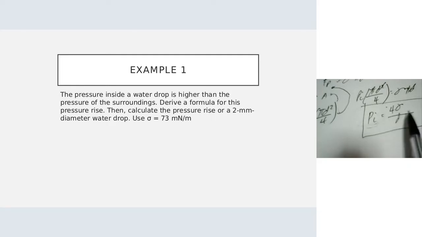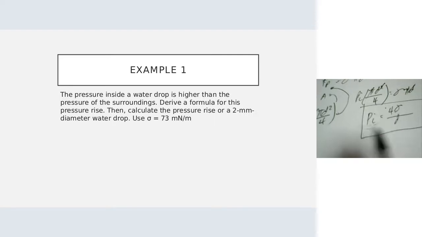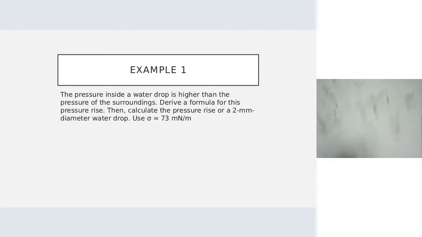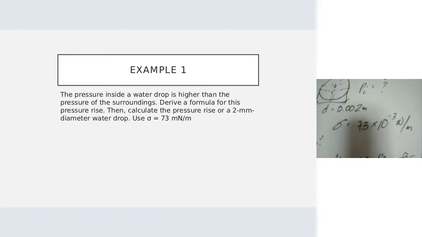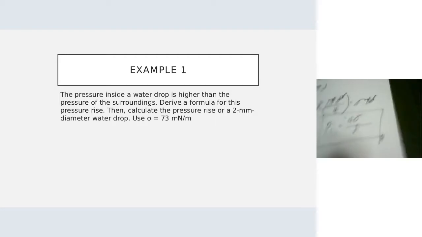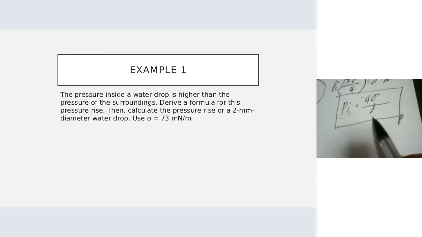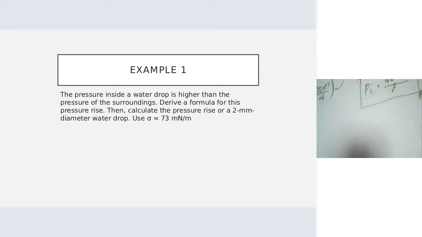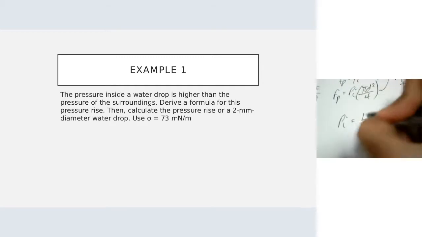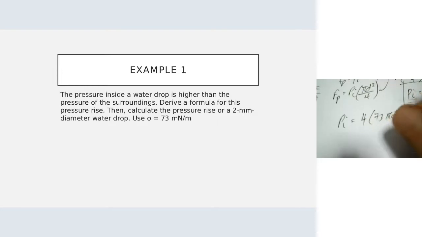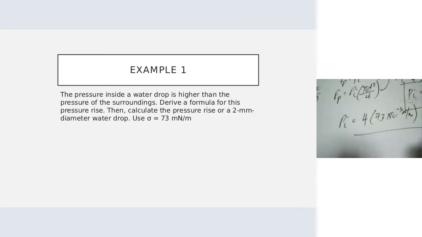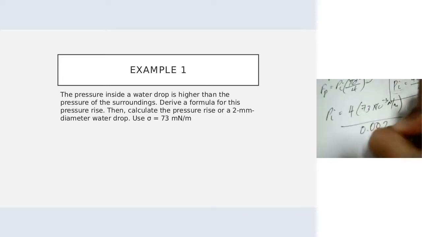If we are given the surface tension and the diameter, then we can solve for this P sub I. Now, we are given those two. In this case, 73 times 10 raised to negative 3 Newton per meter and 0.002 meter respectively. So we can solve for P sub I. P sub I is equal to 4 times 73 times 10 raised to negative 3 Newton per meter over 0.002 meter.